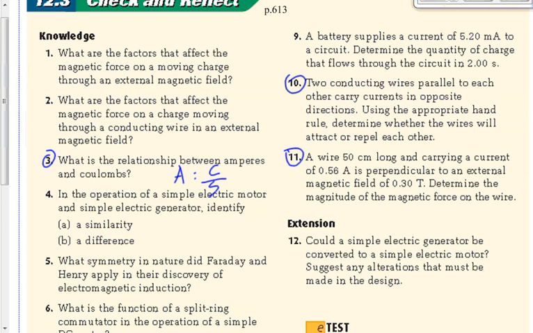an amp is equal to a coulomb per second. An amp is the rate of flow of coulombs. That's it. That's all they're looking for there. Rucker, was your hand up to answer the question? Okay. An amp is the rate of flow of coulombs. That's it.